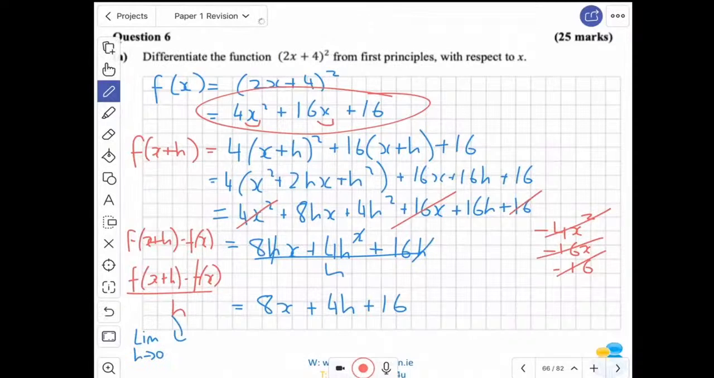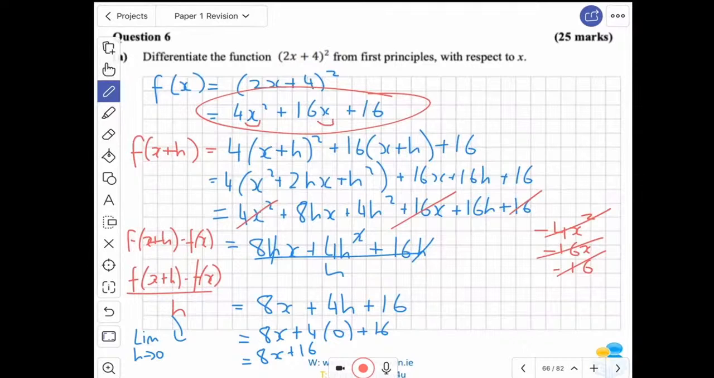I'm being really lazy now, I'm not going to write that out again. So h goes to 0. That's going to become 8x + 4(0) + 16. So it means my final answer is 8x + 16. Okay, and that is your answer. That is differentiation by first principles.